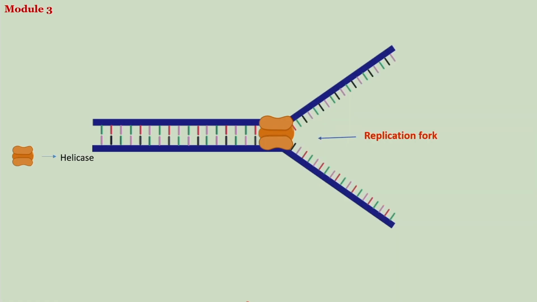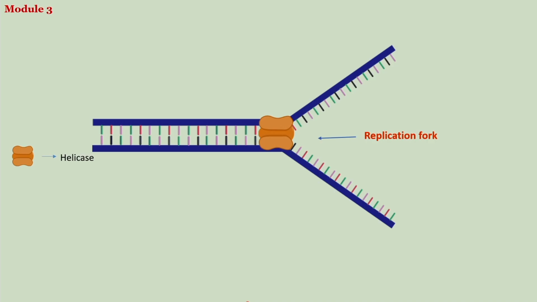This is known as the replication fork. This is the start of it. And now what may happen is that once they open up, they might again come closer to form the hybridized strand, because DNA hybridization is quite a strong binding property.